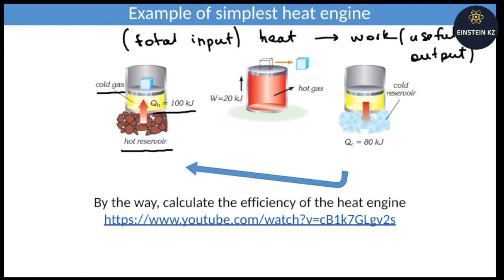Initially we have to know that the gas is cold, and after heating, the gas becomes hot and increases in volume, so it expands and does some work. Okay, so this is our input, and this is our output. We know that the input here is 100 kilojoules and the output is 20 kilojoules.